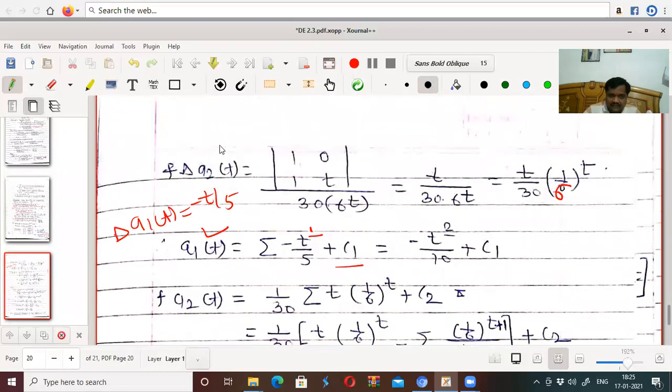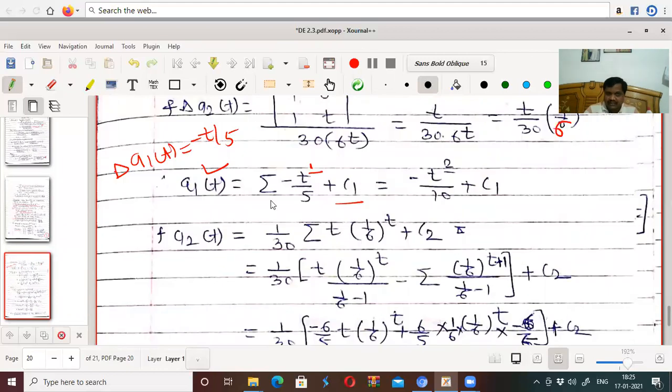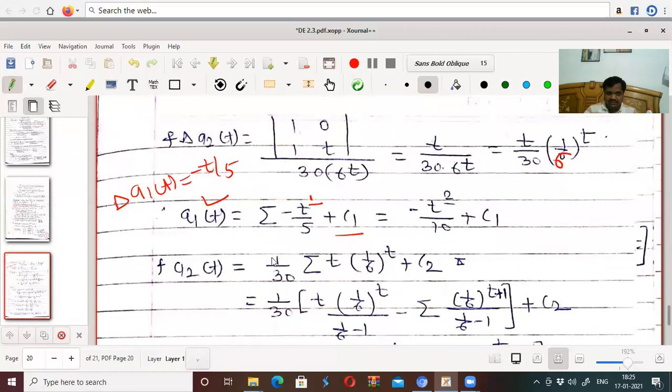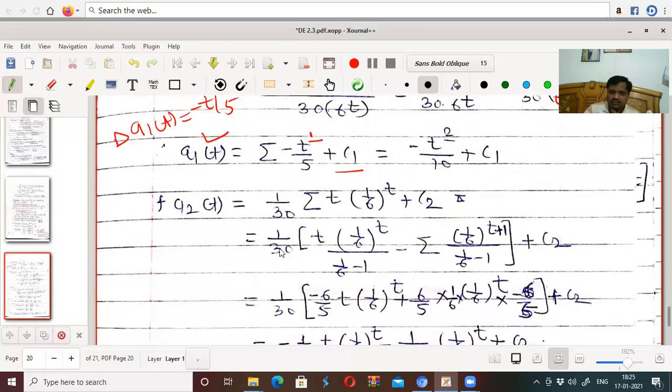Similarly, as delta a2(t) is t by 30, 1 by 6 to the power t, so your a2(t) becomes the summation of t by 30, 1 by 6 to the power t plus some other arbitrary constant c2. So 1 by 30 is common, meaning outside the summation you can take it, summation of t into 1 by 6 to the power t plus arbitrary constant c2, which is equal to 1 upon 30. Now you have to use summation by parts here.